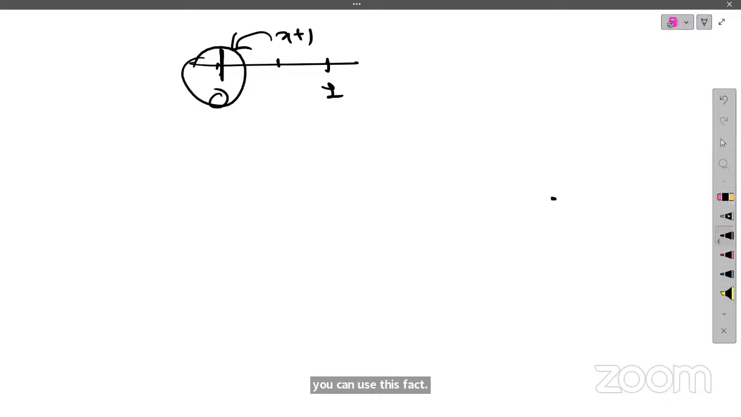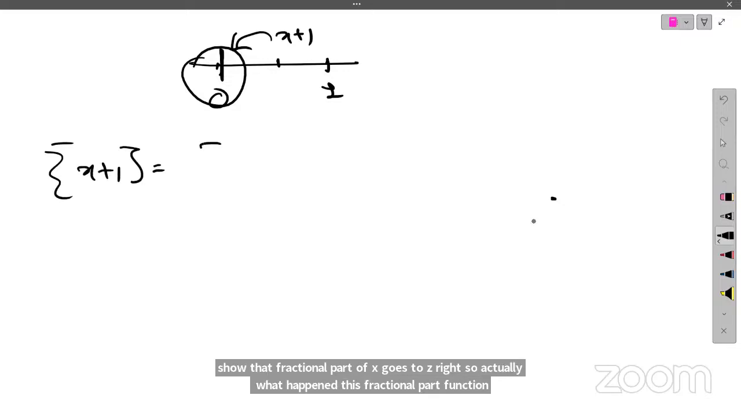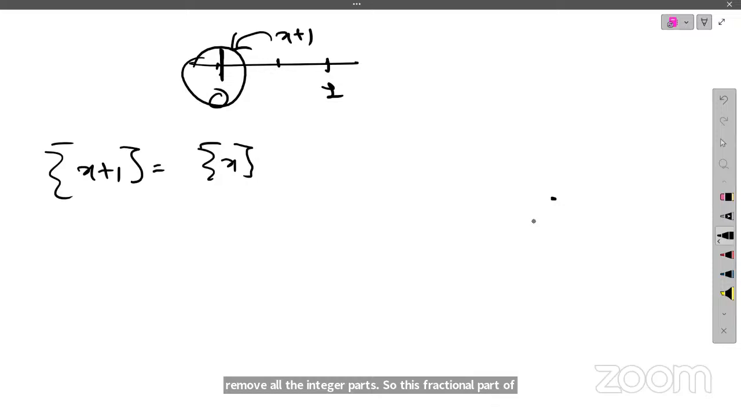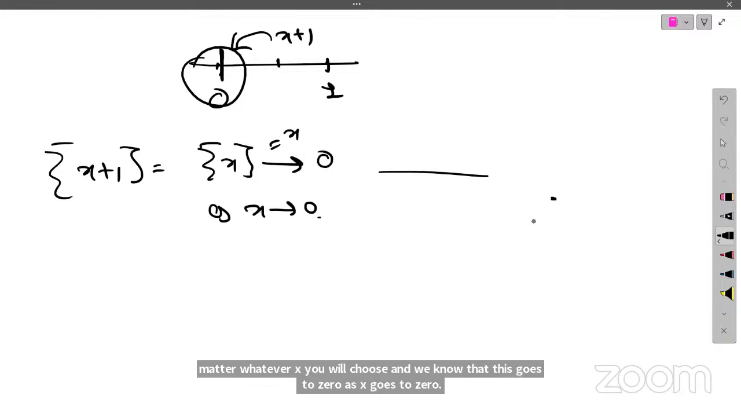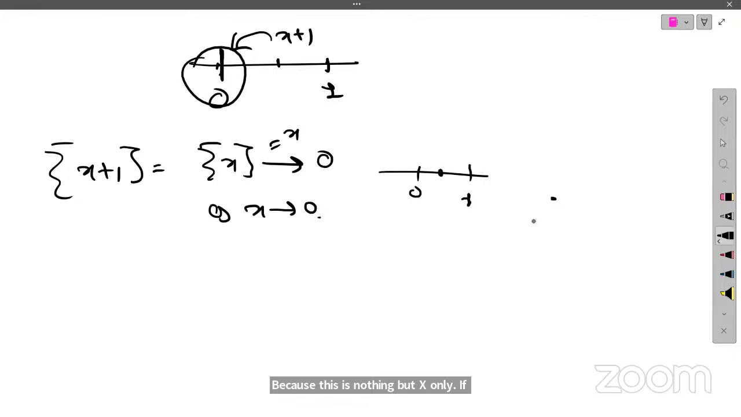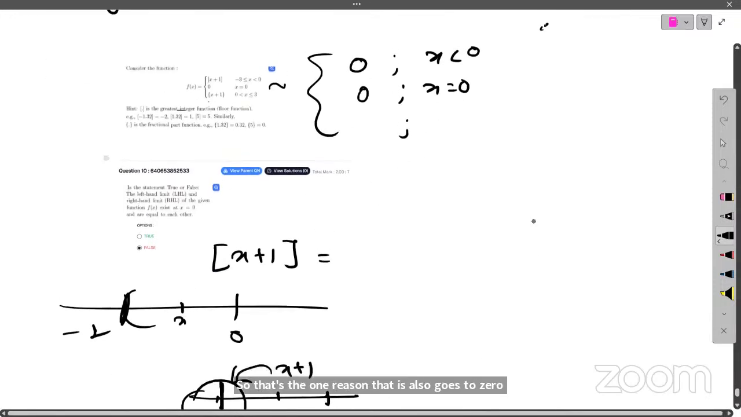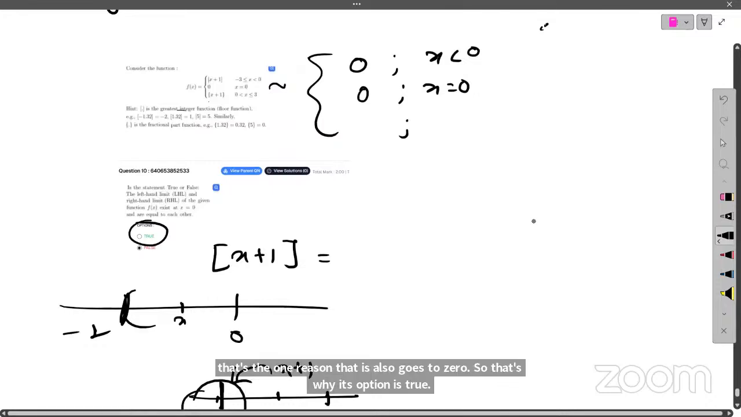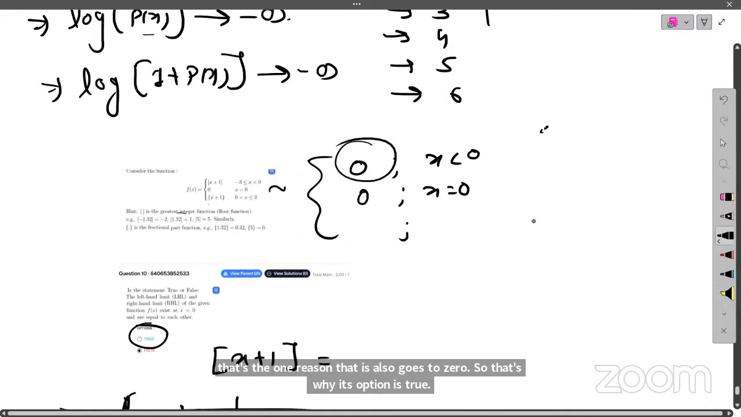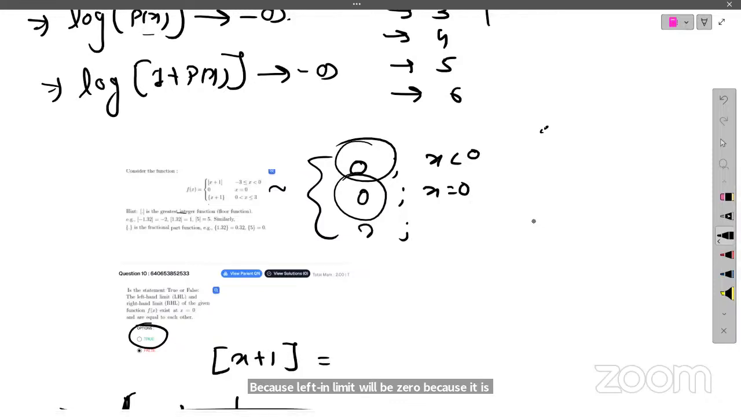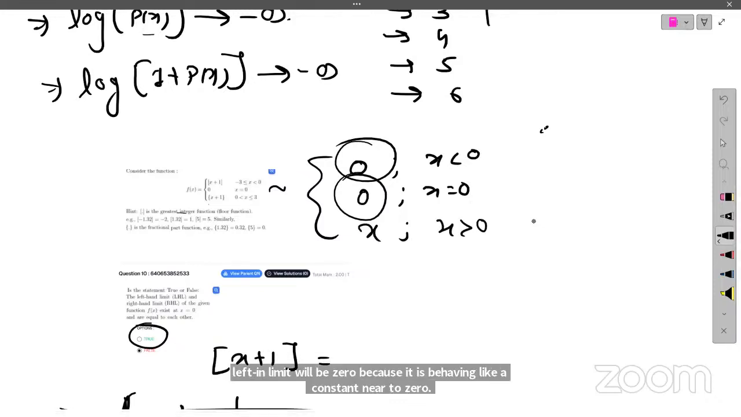Actually, the fractional part function removes all the integer parts. So the fractional part of x plus 1 is actually the same as the fractional part of x, no matter whatever x you choose. And we know that this goes to 0 as x goes to 0, because this is nothing but x only. If we come around 0 to 1, for any x here, the fractional part of that x is the same as x. So that's one reason that it also goes to 0. That's why the option is true. The left hand limit will be 0 because it is behaving like a constant near 0. And this is also 0, and this is behaving like x when you take a very small neighborhood of 0.